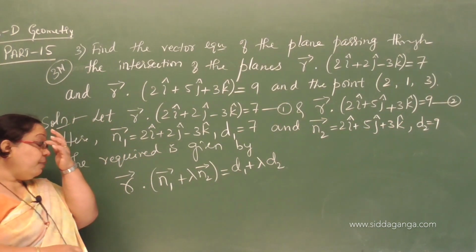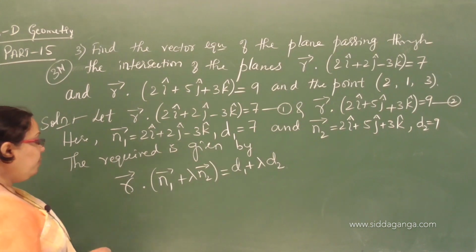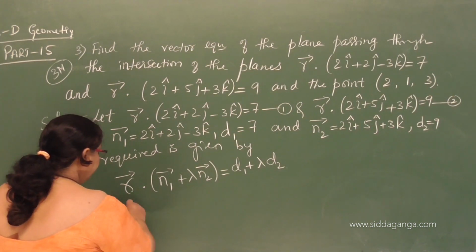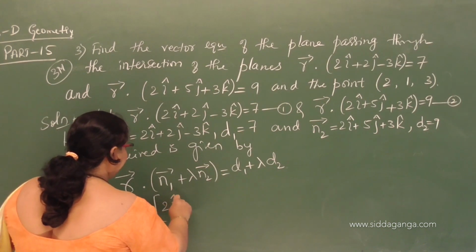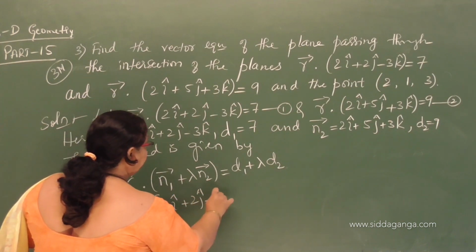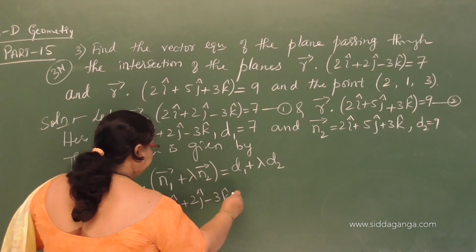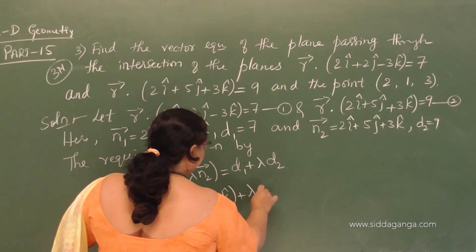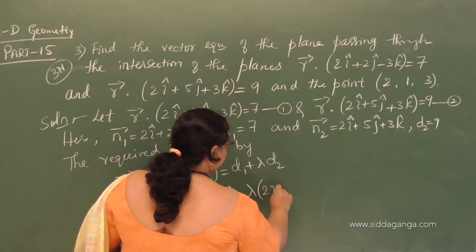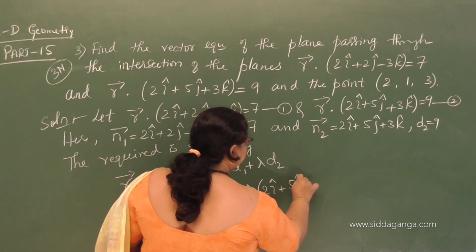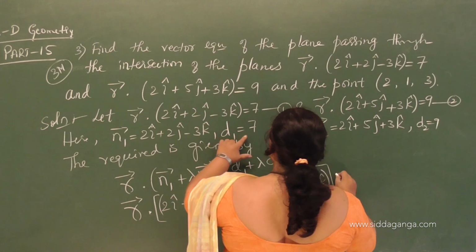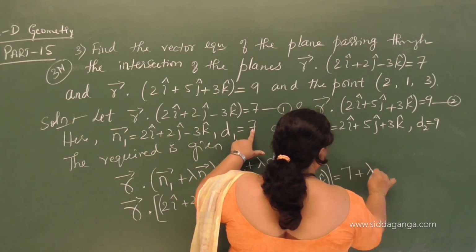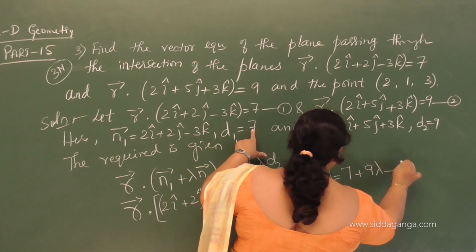Here we are doing this in vector form. So vector r dot (n1 vector is 2i cap plus 2j cap minus 3k cap plus lambda into n2 vector, which is 2i cap plus 5j cap plus 3k cap) is equal to d1 value, which is 7, plus lambda into d2, which is 9. We get 9 lambda, equation 3.